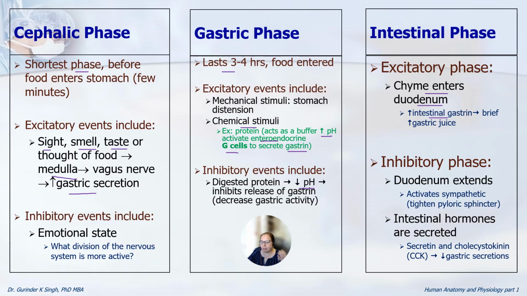And then in the inhibitory phase, when the duodenum has more food, it's going to extend, and that's going to activate the sympathetic system, and that tightens up your pyloric sphincter. And then the intestinal hormones which are secreted are secretin as well as cholecystokinin. So those are the two hormones which will be released.